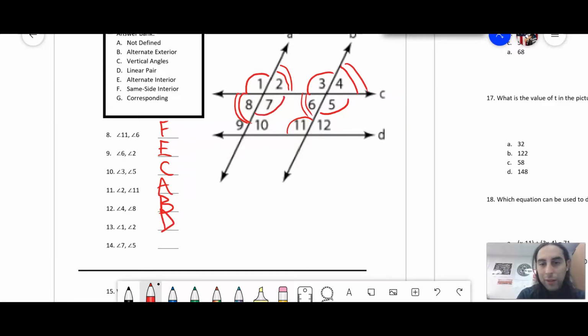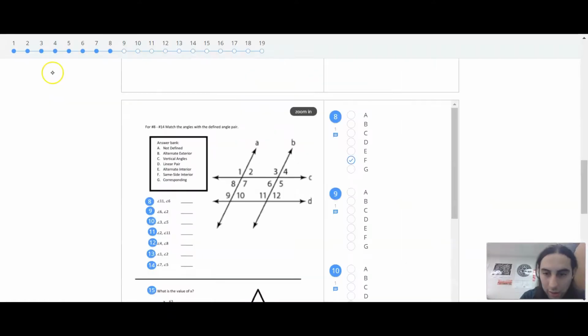And then what about 7 and 5? So 7's right here, 5's right here. Do you see how they're both on the same side of the transversal? But notice 5 is outside, 7's inside, so they're not both interior, they're not both exterior. So this is that really weird one that a lot of people get confused on. I want you to notice how 7 is in the bottom right of that intersection, 5 is on the bottom right of this intersection. So if they're both on the bottom right of their intersections, they're in the same location, we call that corresponding. So angle 7 and angle 5 are corresponding angles. All right, so let me mark these. ECA, BDG. All right.